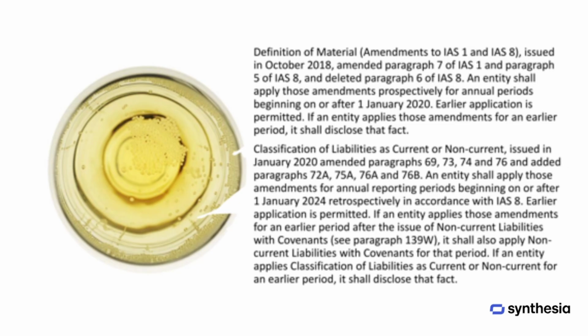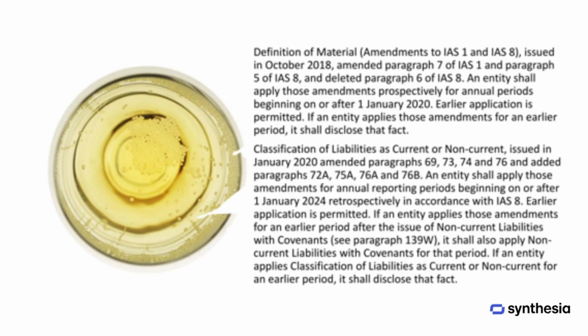The Classification of Liabilities as Current or Non-current, issued in January 2020, amended paragraphs 69, 73, 74, and 76, and added paragraphs 72A, 75A, 76A, and 76B. An entity shall apply these amendments for annual reporting periods beginning on or after the 1st of January 2024, retrospectively in accordance with IAS 8.